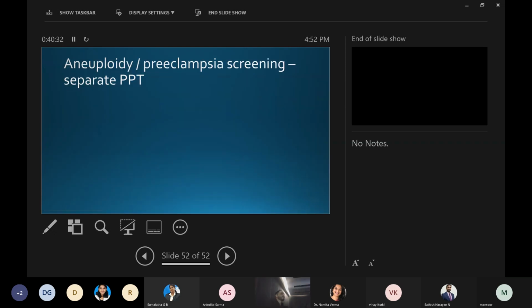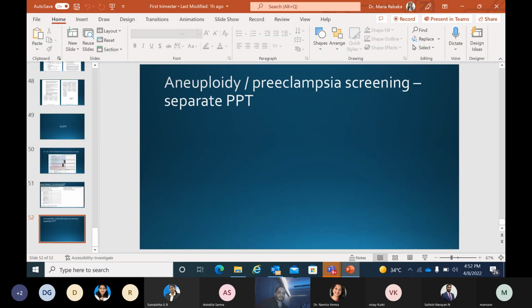So that was about the first trimester anatomy screening and the CRL. NT we will discuss in aneuploidy screening. So that's a separate PPT. Just I'll open that. And I think Rebecca can help in this.